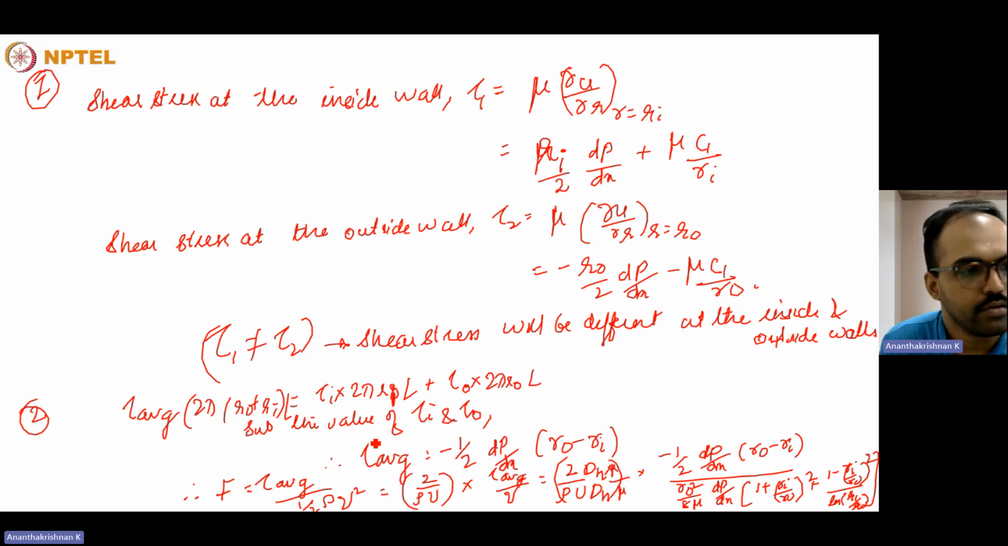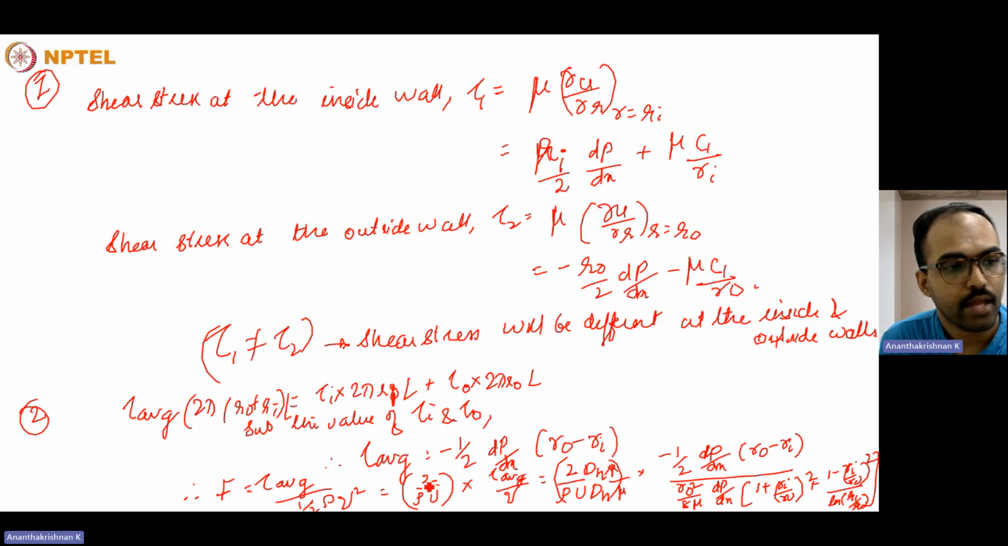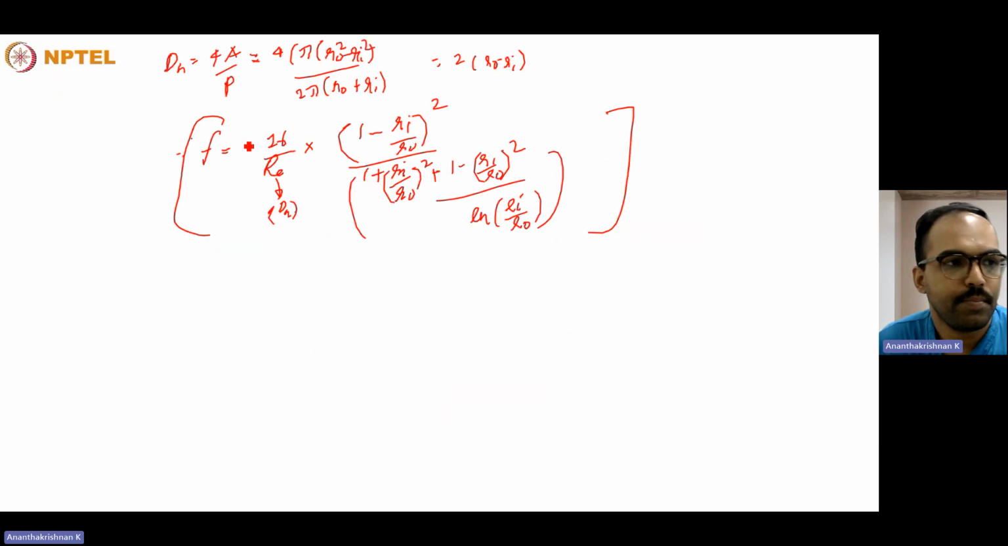Then the second part is that using this average shear stress, we have to determine the value of the friction factor. The average shear stress can be represented in terms of the individual shear stresses at the inside and the outside radius walls. Correspondingly, the mean velocities can be substituted, and you can get the friction factor corresponding to the annular tubes.